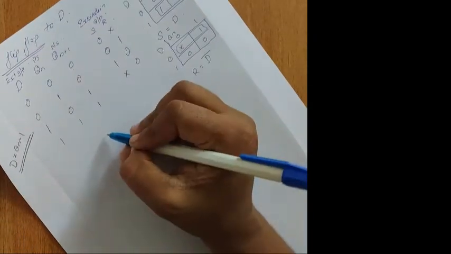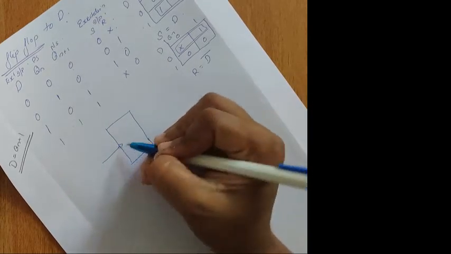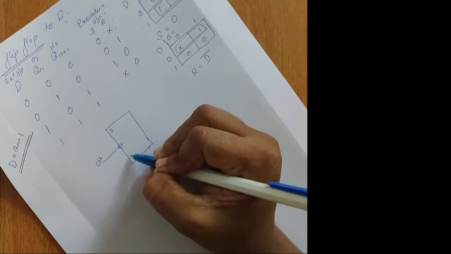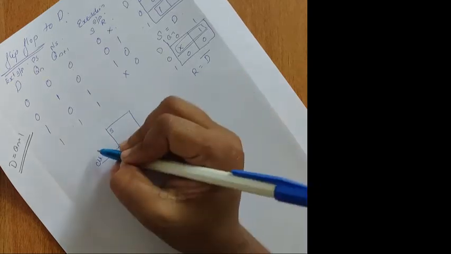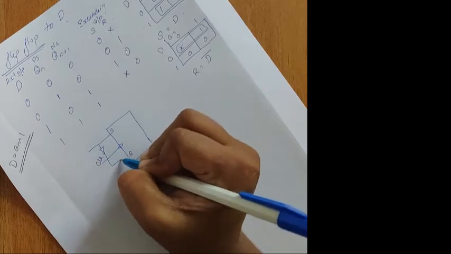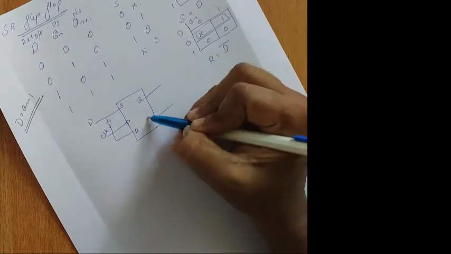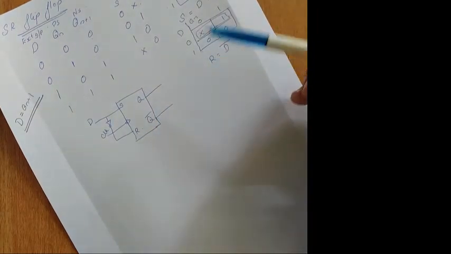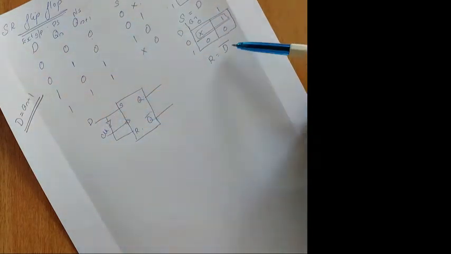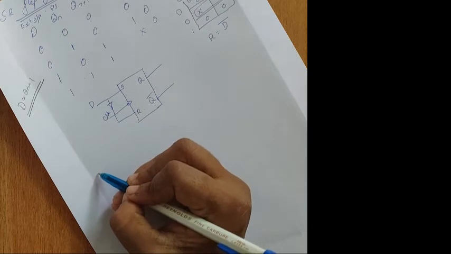Okay, now you can draw it as clock, this is S and R. You got D, and D bar to get R. Okay, outputs are Q and Q bar. So S depends on D and R depends on D bar. The same flip-flop diagram you will be getting. Okay, similarly you can find different types of other flip-flops.